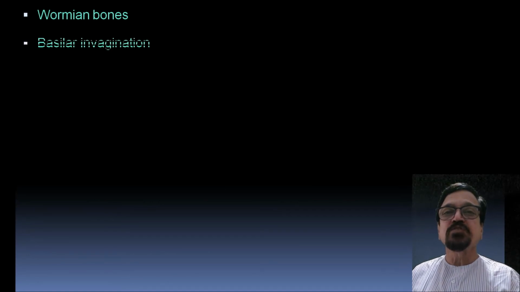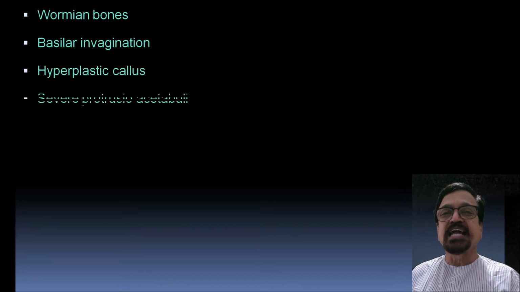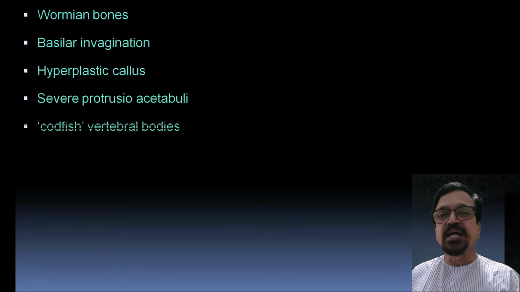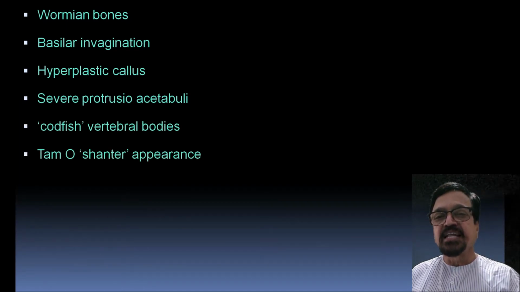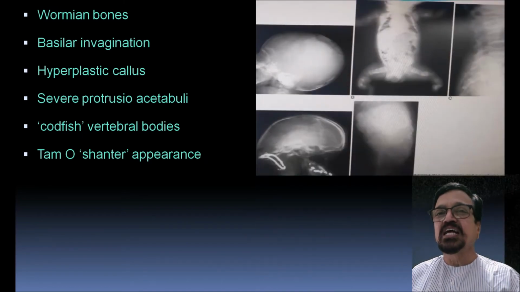Wormian bones, presence of wormian bones is common. Basilar invagination is also important. Then hyperplastic callus. Then severe protrusion of the acetabuli, hook fish vertebral bodies. Then Morquio's appearance is seen in these X-rays.